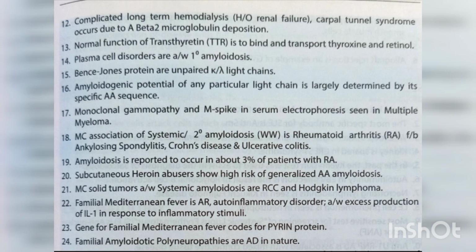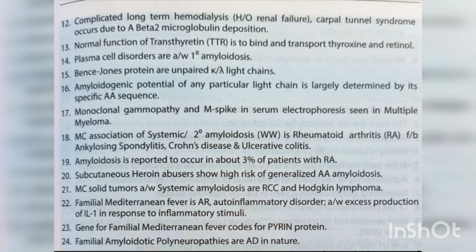Plasma cell disorders are associated with primary amyloidosis. Bence Jones proteins are unpaired kappa or lambda light chains. Amyloidogenic potential of any particular light chain is largely determined by its specific amino acid sequence. Monoclonal gammopathy and M spike in serum electrophoresis seen in multiple myeloma.